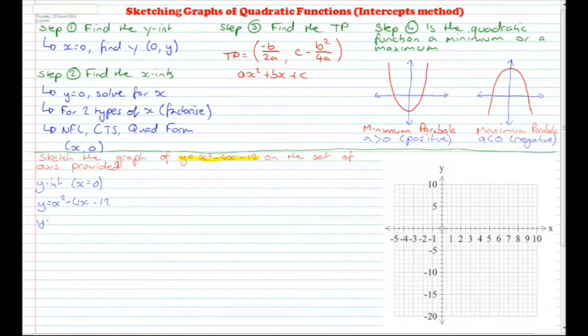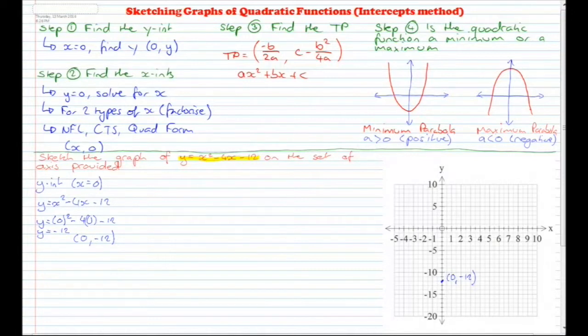So we go y is equal to 0 squared minus 4 times 0 minus 12. 0 squared is 0, minus 4 times 0 is 0. So therefore you're going to get y is equal to negative 12. And the coordinates of that point, of course, become x is 0 and y is negative 12. Let's go out and plot this point now. So you go to 0 and negative 12 and draw a dot there. We're going to write 0, negative 12. Excellent. The next one says find the x-intercepts.